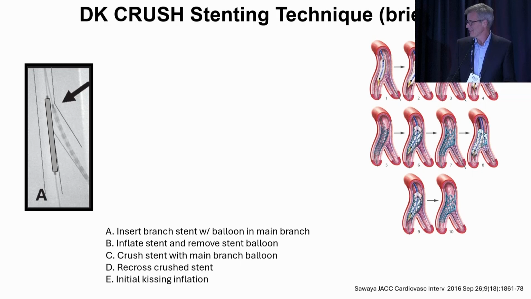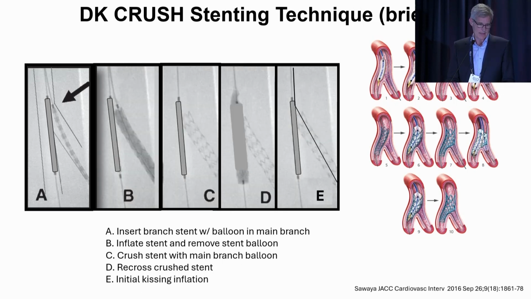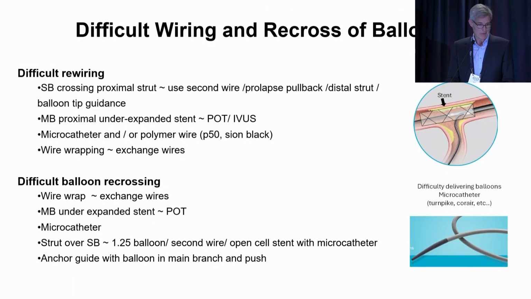DK crush is just another variation of bifurcation stenting where you first stent the side branch, you put a balloon next to it, you crush it, you recross, and you put the second stent in. There's 2 kissing steps in here. The first is to make recrossing easier. A lot of what we do in bifurcation stenting is to deal with difficulty in getting across stents again. There's some techniques to do this.